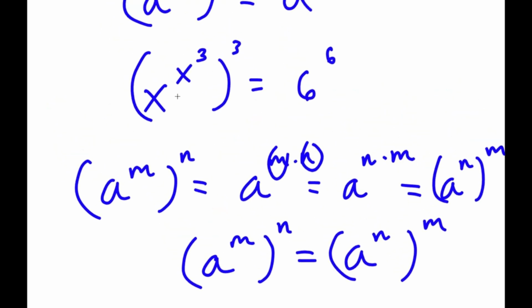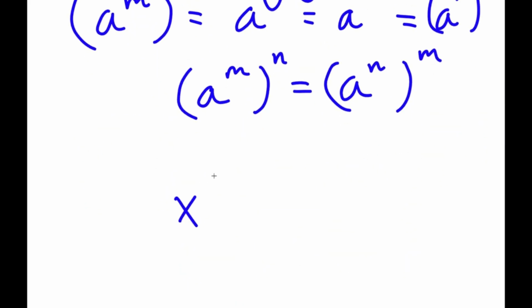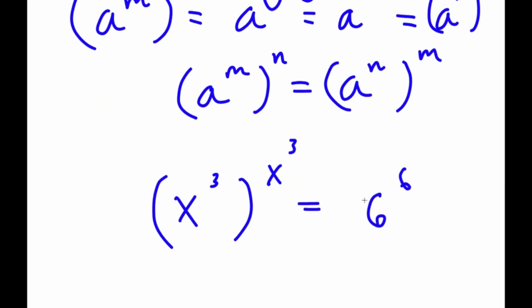So in this case, I have x to the power of x to the power of 3 to the power of 3, and I can think of x to the power of 3 as m and 3 as n. So this is the same thing as a to the power of n to the power of m. So if I switch these two places, I get x to the power of 3 to the power of x to the power of 3, which is equal to 6 to the power of 6.